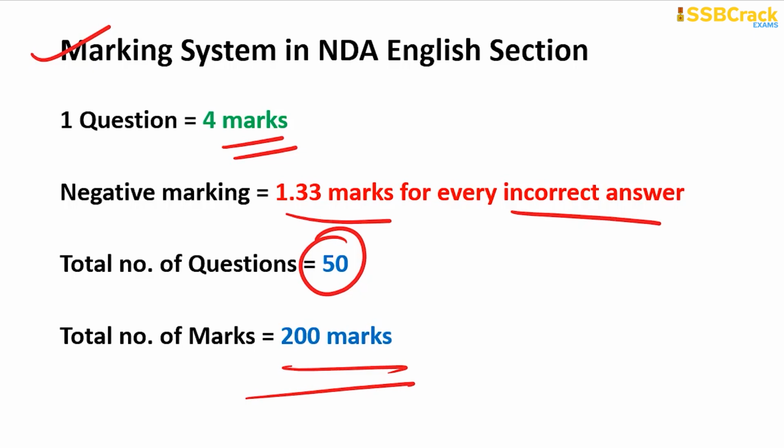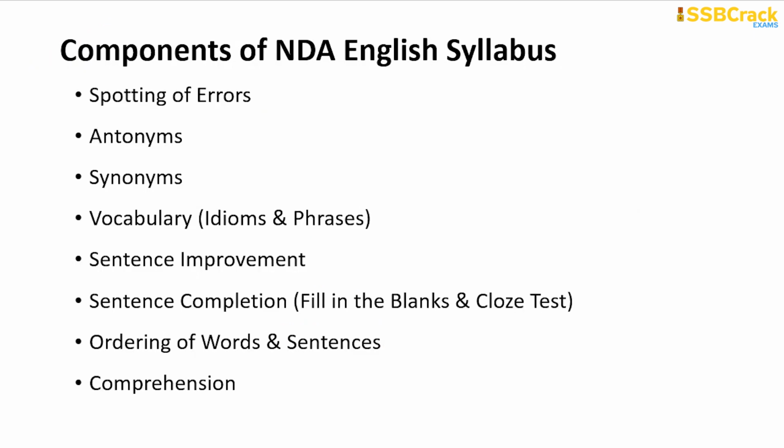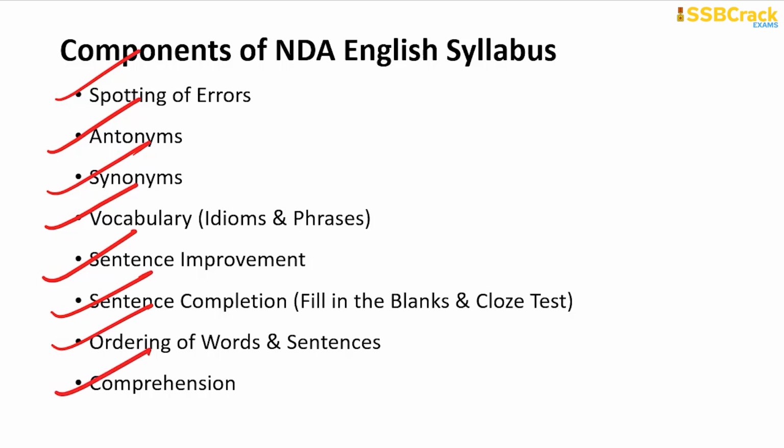So let's first take a look into the components of the NDA English syllabus. These are the components that you need to cover in your NDA English section: spotting of errors, antonyms, synonyms, vocabulary, mainly idioms and phrases, sentence improvement, sentence completion or fill in the blanks and cloze test, ordering of words and ordering of sentences, and comprehension.